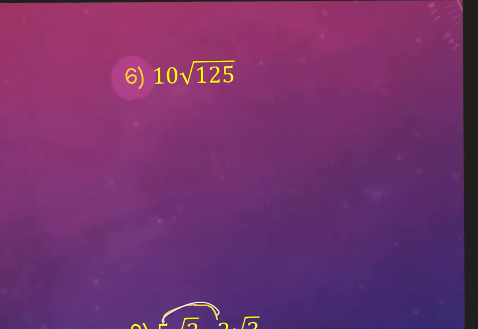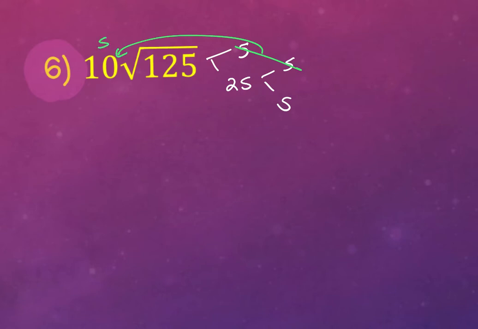All right, so 6, you're going to take that 125 and break it down. Again, you could do this a couple different ways, but it would be 5. Actually, this one, no. This would be 5 and 25, which would be 5 and 5. There are 3 5s there. One pair is going to come to the outside, and then one's going to get left underneath. So you'd get the 10 times the 5, which is 50 square root 5.